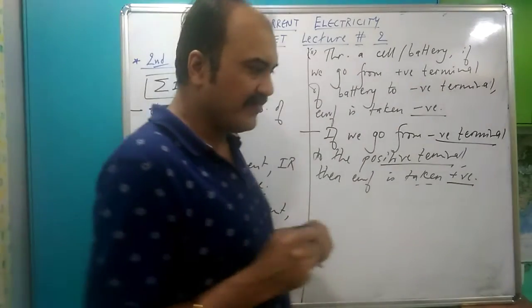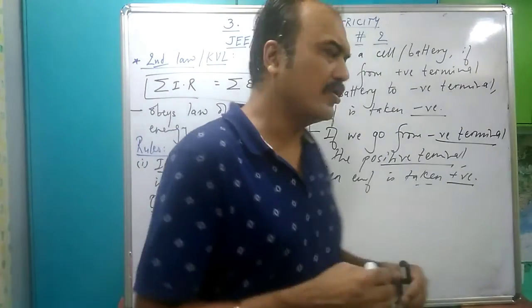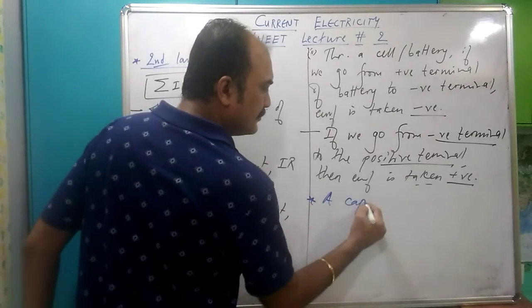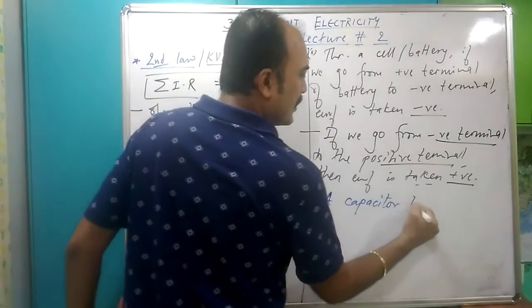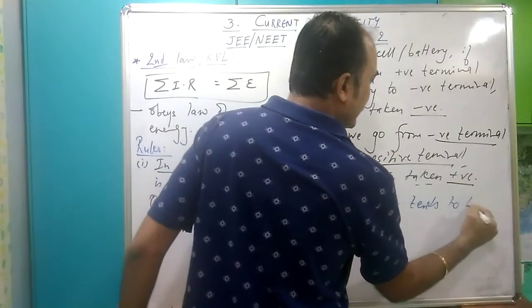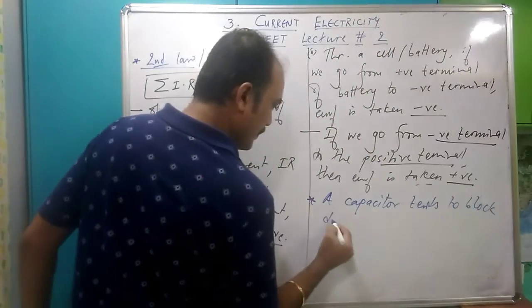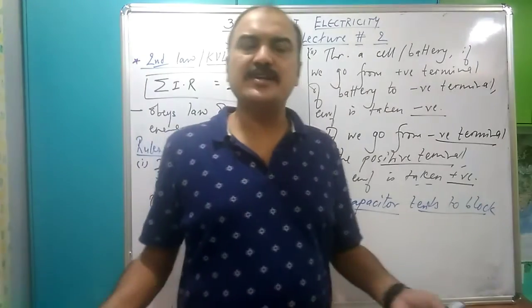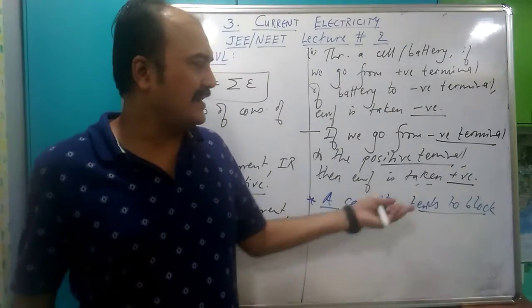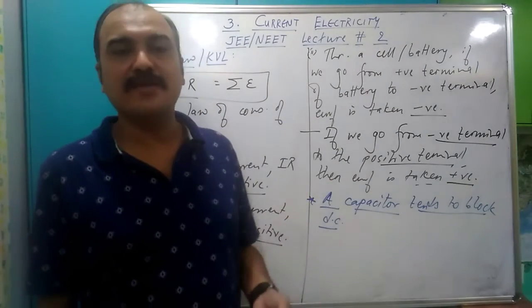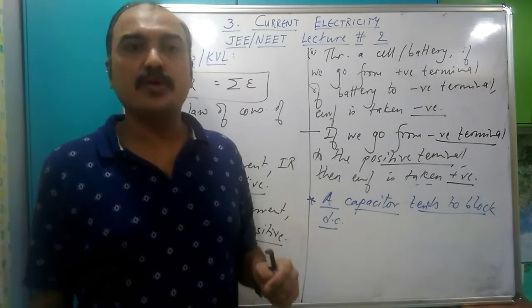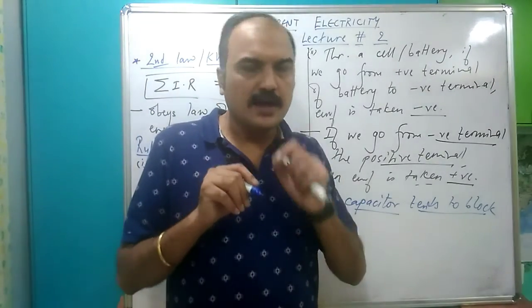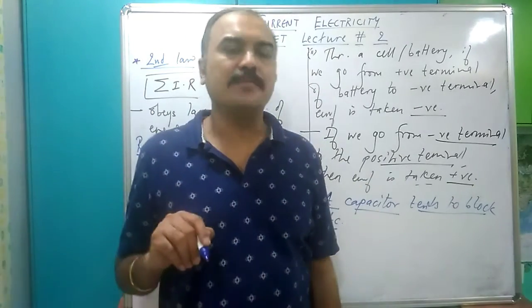And let me tell you one very important thing that we never talked about. This is that a capacitor tends to block DC. Now what does this mean? A capacitor tends to block DC. Actually it blocks DC. Here 10 to is just an overriding factor. So a capacitor tends to block DC. What does it mean? It means that from a DC battery, current cannot pass through the capacitor.